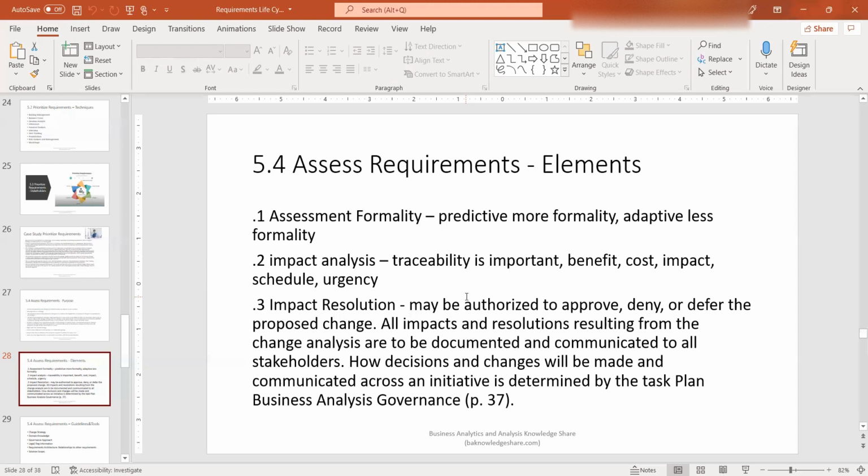So it is important to understand how we resolve the change that's coming through. All impacts and resolutions resulting from change analysis are to be documented and communicated to all stakeholders. How decisions and changes will be made and communicated across an initiative is determined by the plan business analysis governance task, which is part of the BABOK, which we will go through.